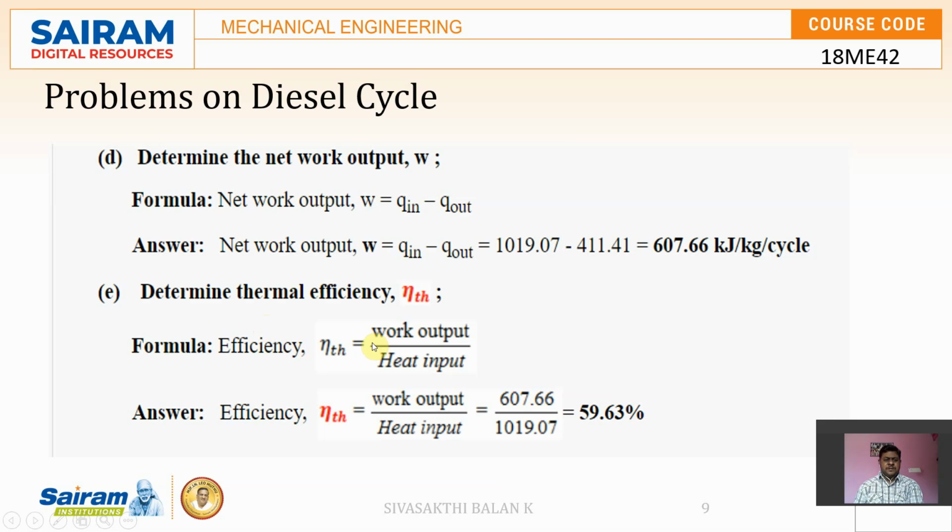And efficiency for the cycle is nothing but output by the input. Output is nothing but the net work done, and input is the heat supplied. Substitute these two values, we will get the efficiency as 59.63%.